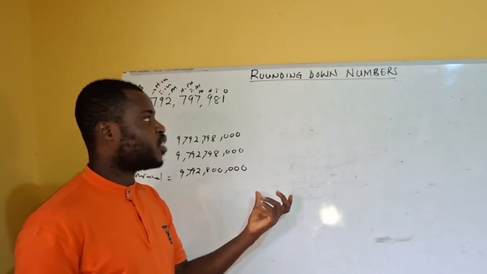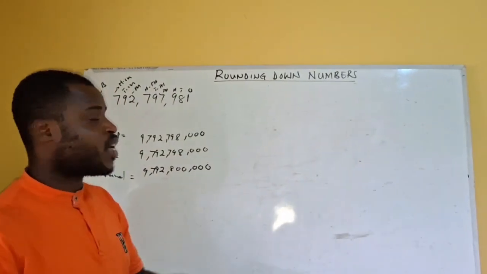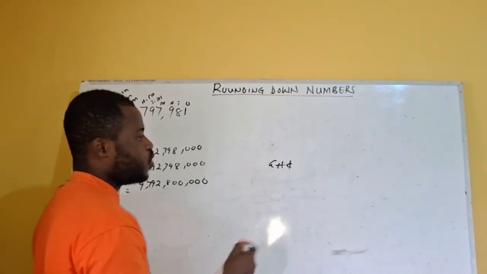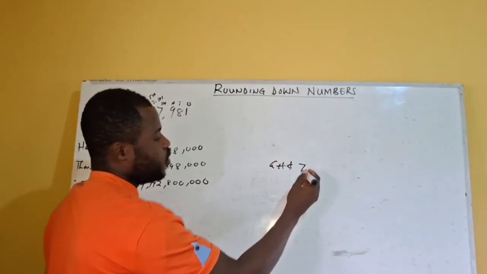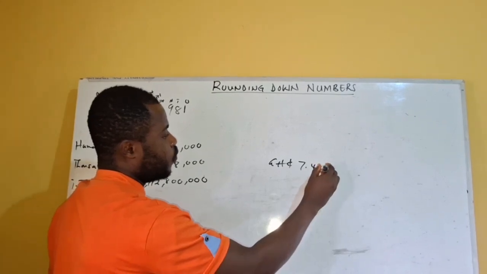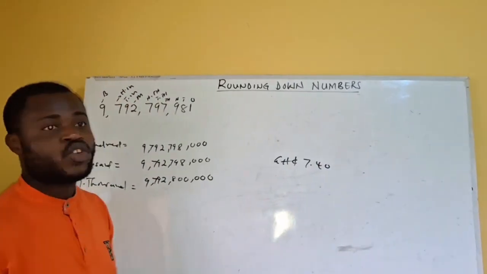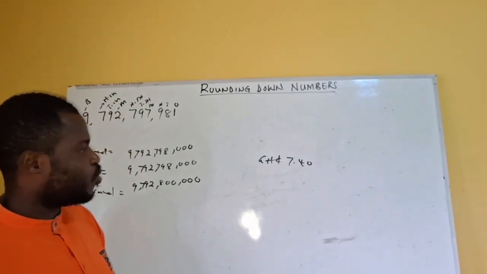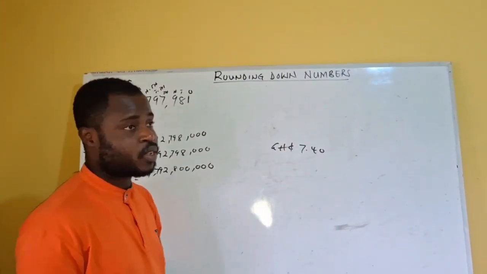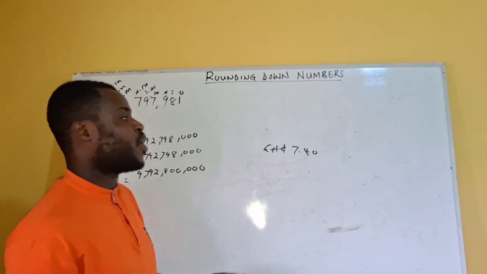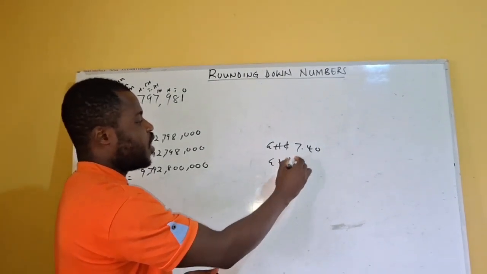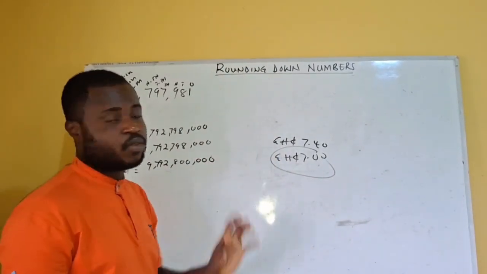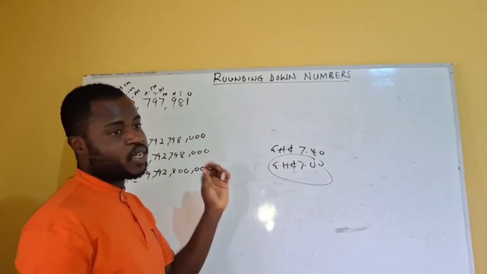We learned in our previous lesson that rounding up is used to make a high estimate. Now rounding down is used to make a low estimate. Something that used to be sold at 7 cedis, 40 pesewas, and you've heard that they are reducing the price of items. These days we all know they are reducing prices. So if they have reduced it, you can round it down. Now you should expect a price of 7 Ghana cedis. It means this figure has been rounded down.